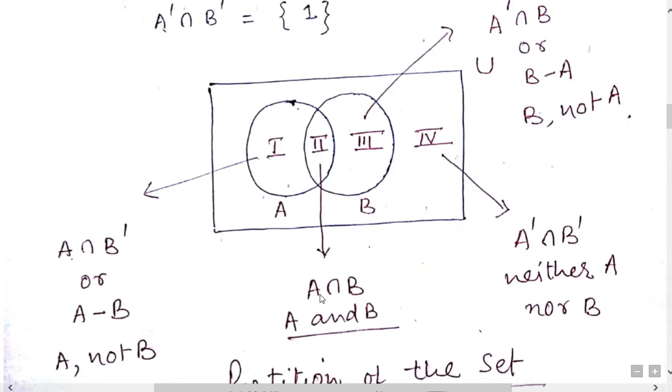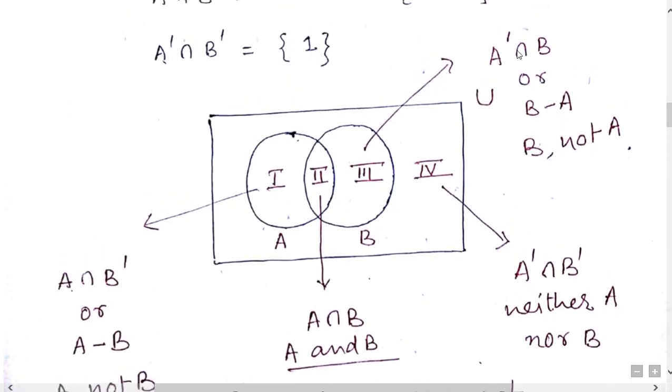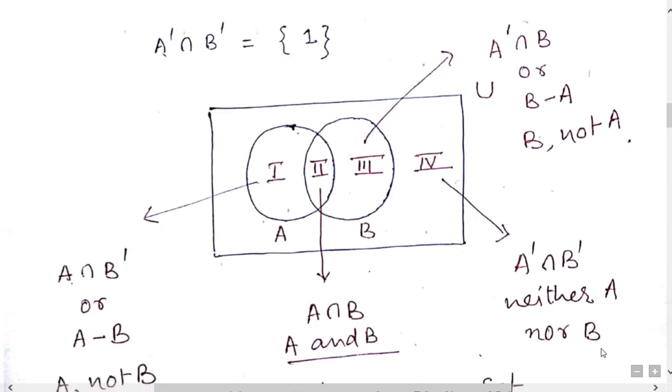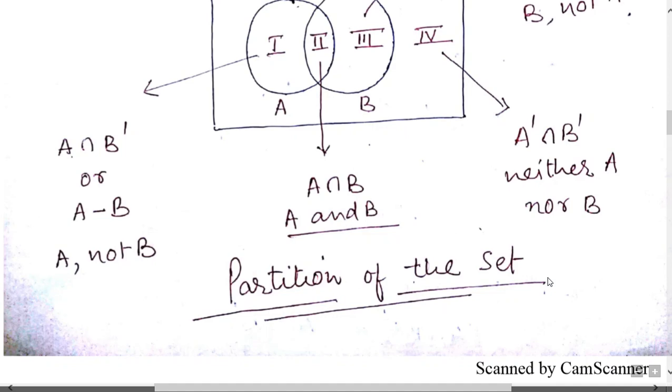What is the meaning of the second part? It's A and B. It means this part is common to both the sets. What about the third? It's A complement intersection B, or B minus A, or you can write B not A, meaning the elements lie in B but not in A. What about number 4? It's A complement intersection B complement. It means the elements are neither in A nor in B but in the universal set. It's known as partition of the set.